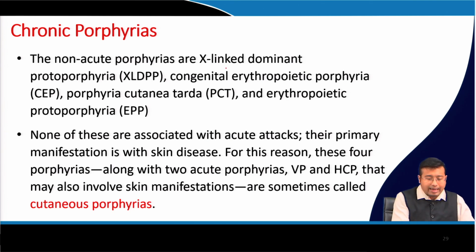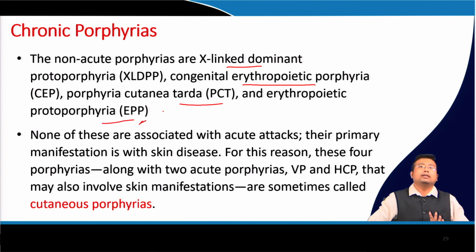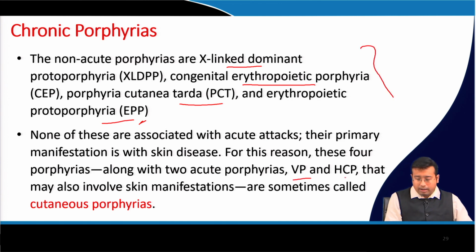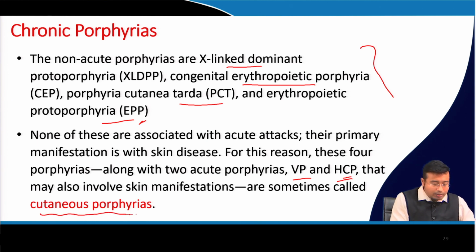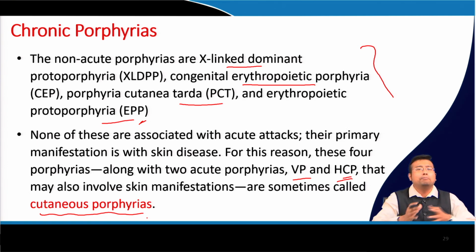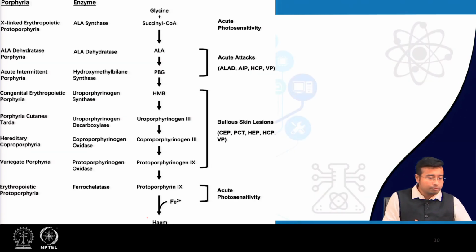So, what are the chronic varieties? X-linked dominant, congenital erythropoietic, porphyria cutanea tarda and erythropoietic protoporphyria. Along with these, the variegate and hereditary coproporphyria are also having manifestation of skin, so they are also known as cutaneous porphyria. As I told you, there can be multiple such classifications, and you can place some of these in multiple classes. Depending on the multiple choice question, there may be an all except type of question from all these varieties of porphyria. So, this is again the chart of porphyria.